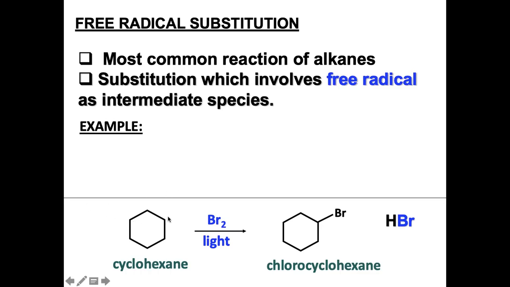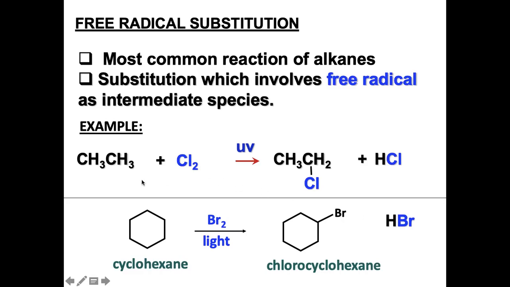So, the hydrogen in alkane is substituted by Br and you'll get HBr as a byproduct. Another example, the alkane, this H is substituted by one atom of Cl and HCl as a byproduct. Note that in free radical substitution, you are required to use UV light.